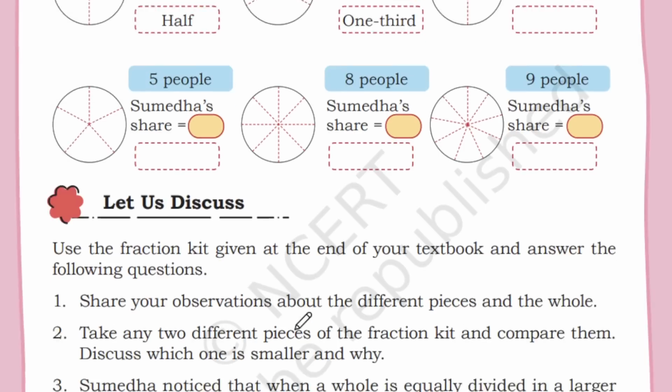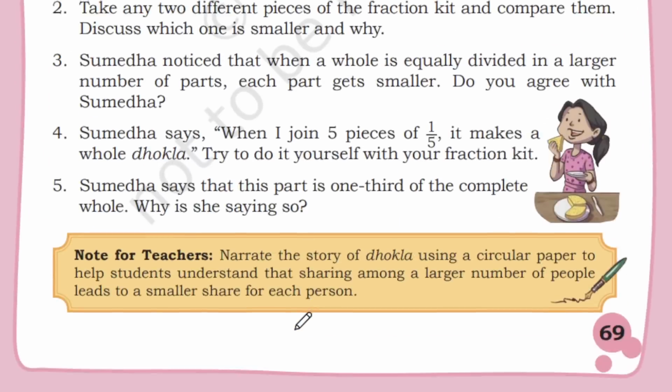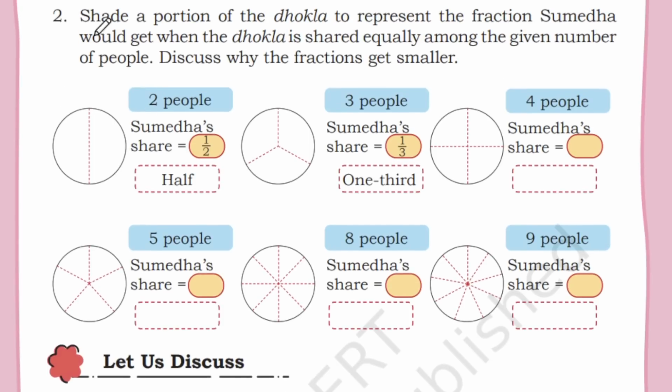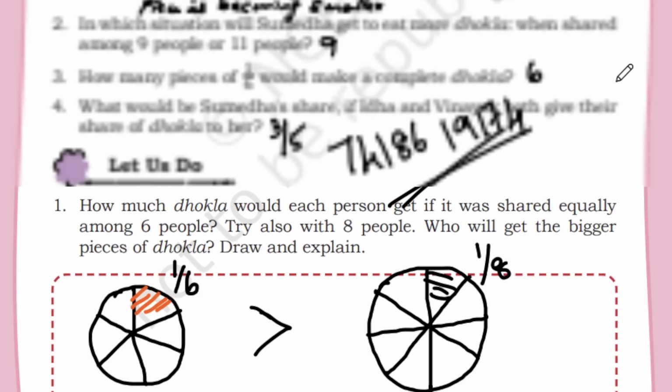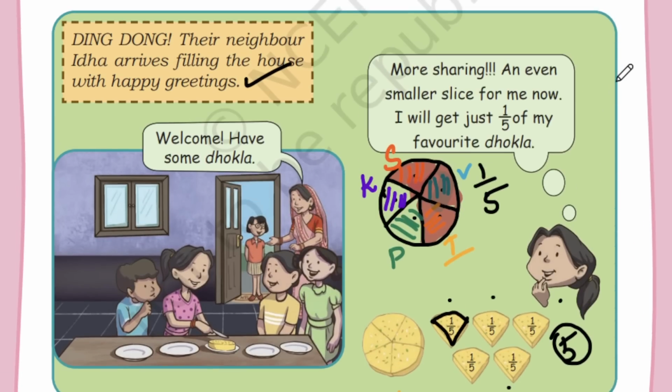Alright, so we'll go to page number 69 directly. Shade a portion of the Dokla to represent the fraction Sumedha would get when the Dokla is shared equally among the given number of people. Discuss why the fraction gets smaller. So we already know why the fraction gets smaller. If the number of people increases, then the fraction will get smaller and smaller.